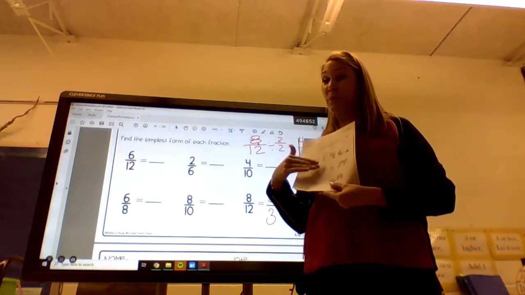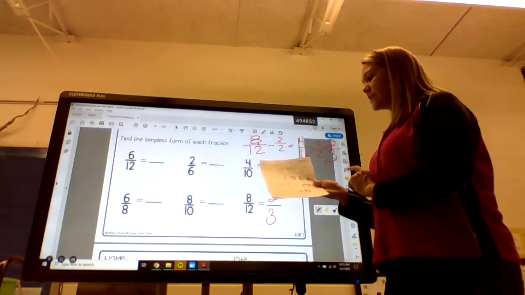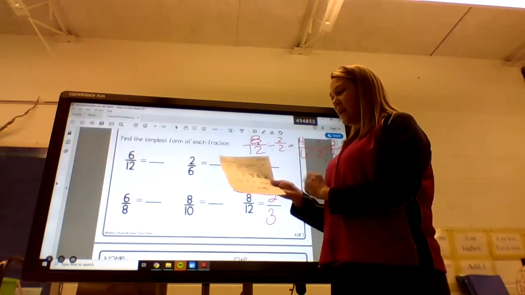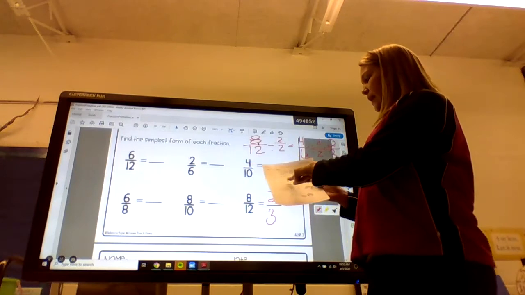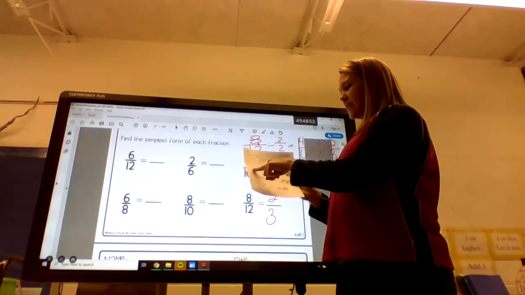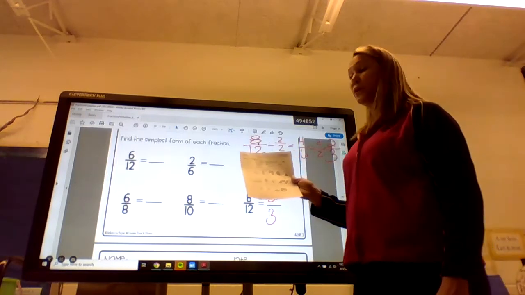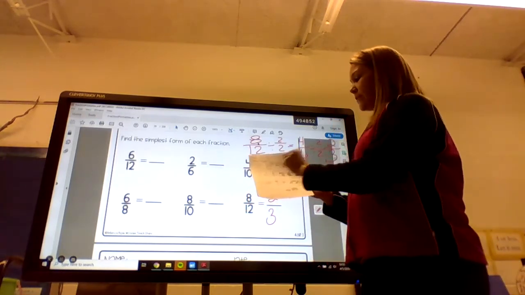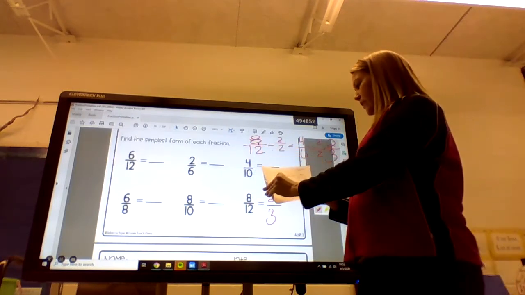Okay, in your packet, you have our review pages. This one, my printer ran out of ink a little bit, but it has a page 51 on the bottom. It says comparing fractions. This one's pretty great because they gave us pictures, so we can look at the pictures. The first one says 1/2 and 2/3. Well, we can pretty easily see that 1/2 is less than 2/3. This you can totally do. Turn the page over.